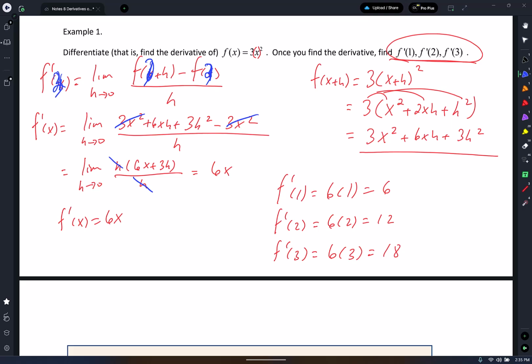Yes, so if you wanted to, but why would you if you want to find the derivative at several values? It's probably easier to get it in terms of x. You know what I mean? I mean, you could, but I think it's probably easier just to do it in terms of x.